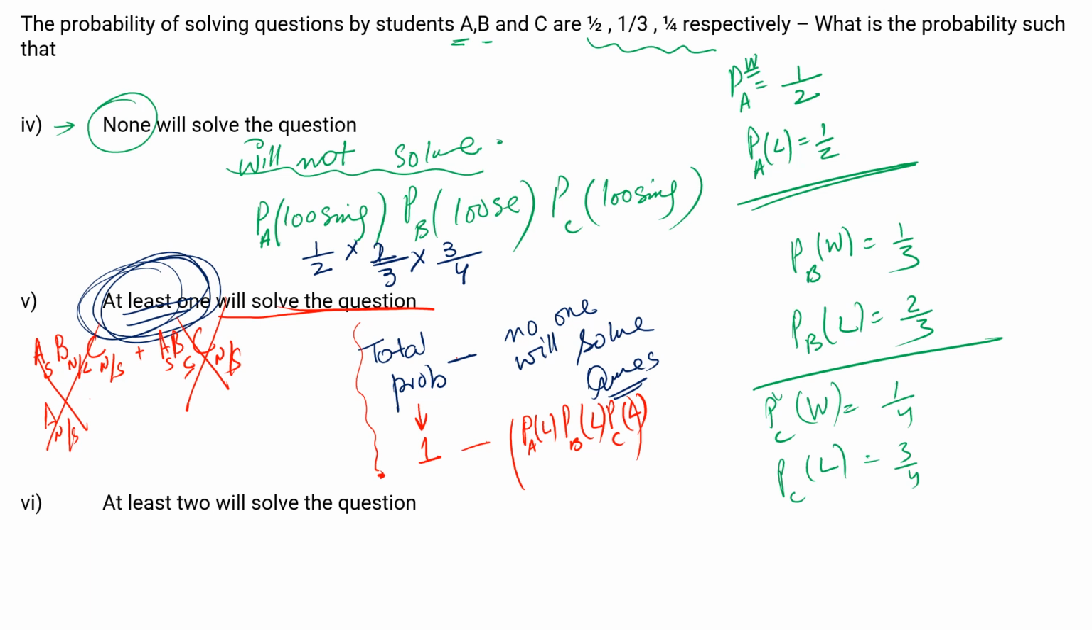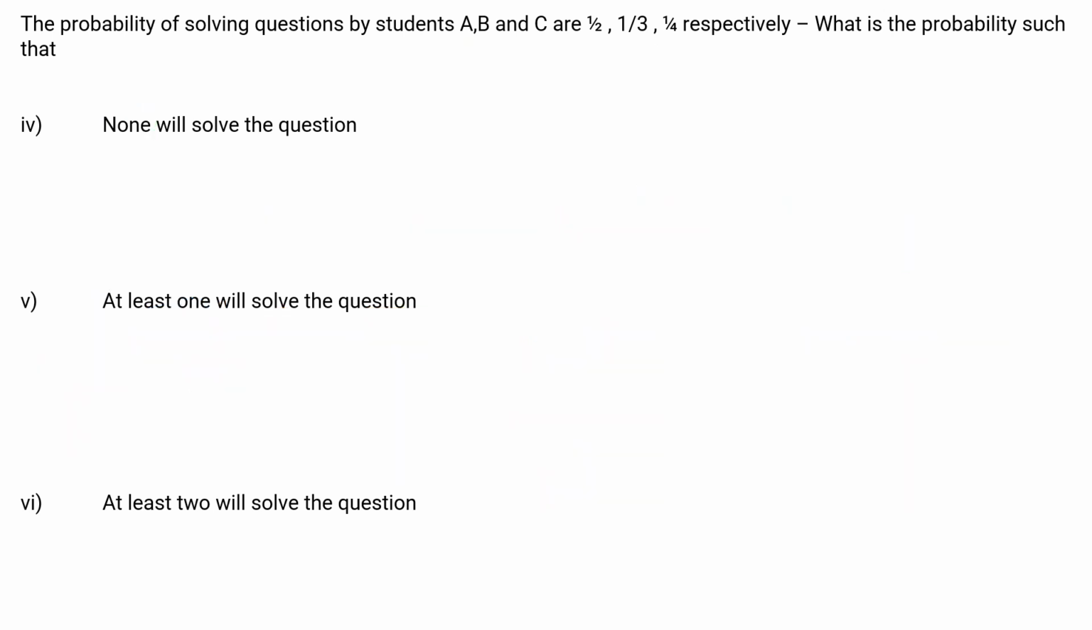So the probability of not solving the question by A is 1 by 2, by B is 2 by 3, and by C is 3 by 4. Until the work is not done, we put the multiplication sign in between the probabilities. Find out the answer. Now try to solve the last option yourself without my help. Make the cases and try to do it.